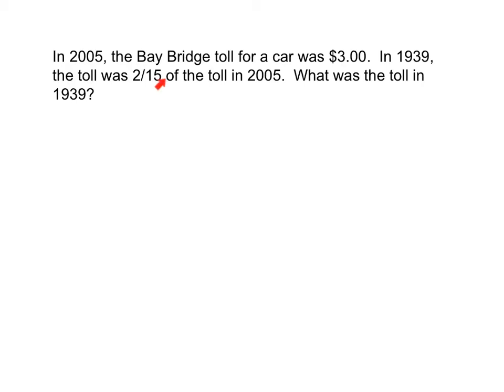One thing to look for whenever you see the word "of", typically whenever you see a fraction in front of the word "of", means you're going to multiply that fraction by another number. So we're going to multiply 2/15ths times the toll in 2005. Well, the toll in 2005 was $3.